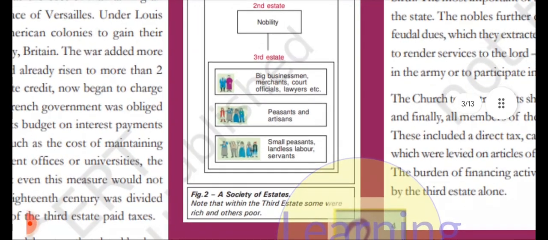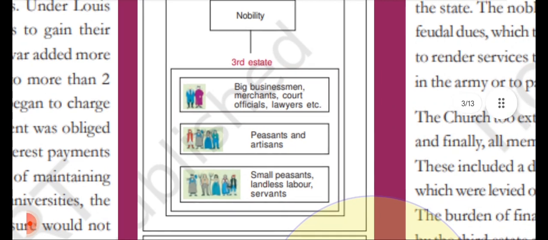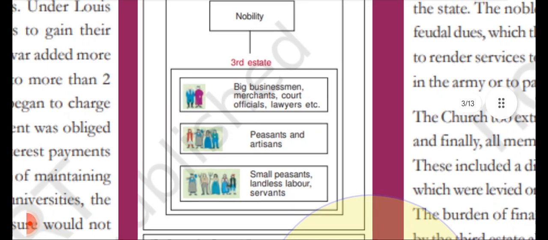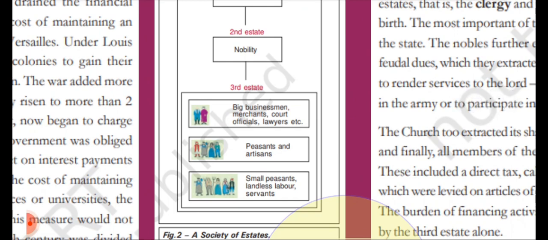The third estate comprised the normal common people. But even among the common people, there were different kinds. The first kind were the big businessmen, merchants, court officials, and lawyers. These were the well-off common people who had access to money and education, and were not much affected by the king or the church. Next were the peasants and artisans, the farmers and craftspeople, people who used to work on wood and everything. Small peasants, landless labor, and servants comprised the third part of the third estate. These people were affected a lot. They faced a lot of problems, they grew in number, and they were part of the revolution in large numbers.